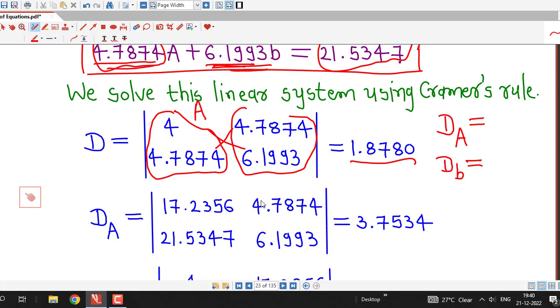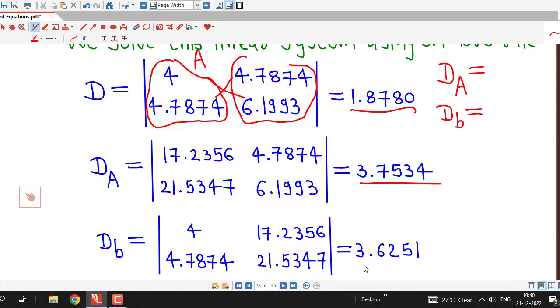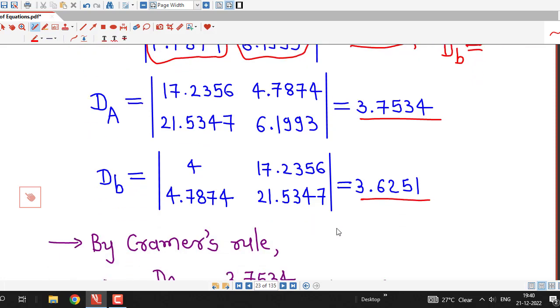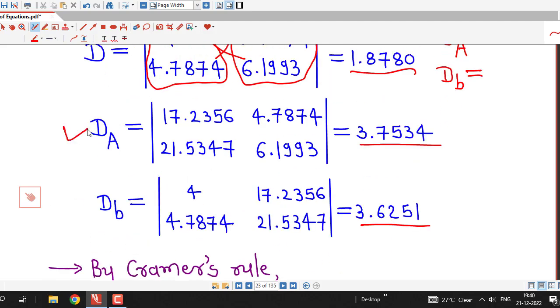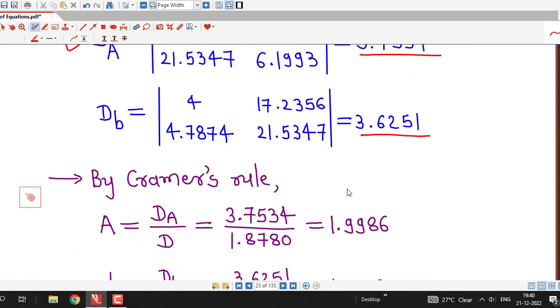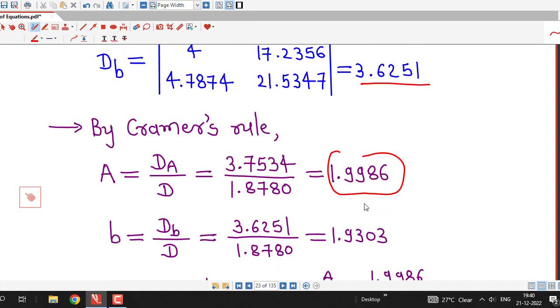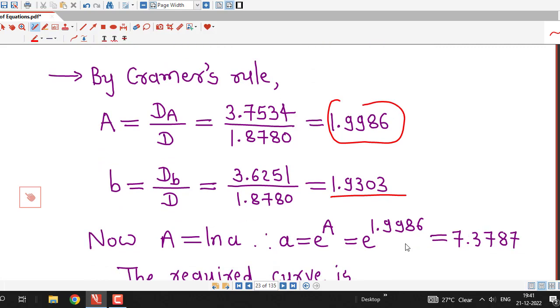D suffix a turns out to be 3.7534. D suffix b turns out to be 3.6251. Now by Cramer's rule, capital A is value of determinant corresponding to a divided by this. So that I find as 1.9986. Similarly, small b is this determinant D suffix b divided by capital D, that turns out to be 1.9303.